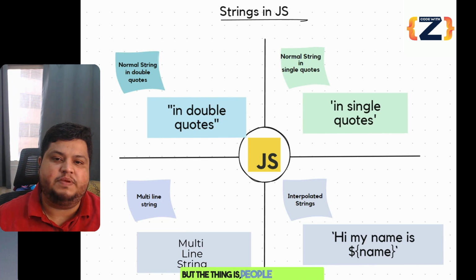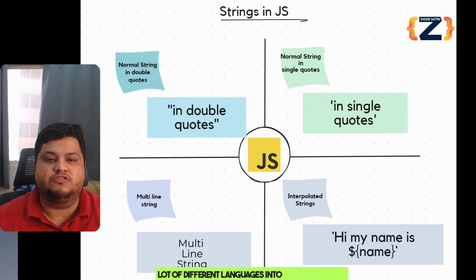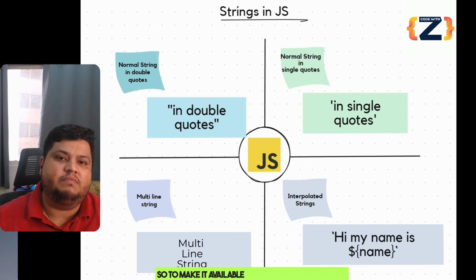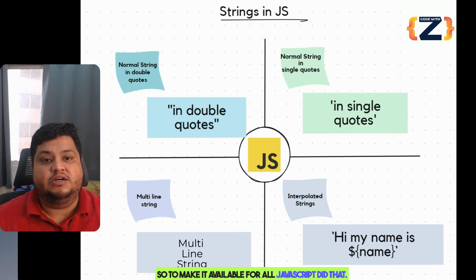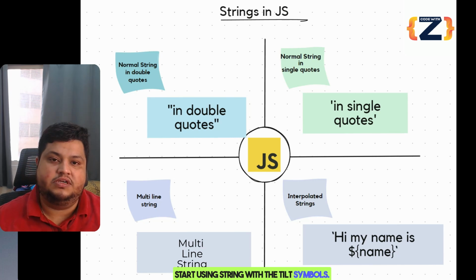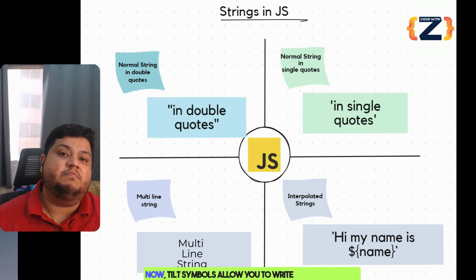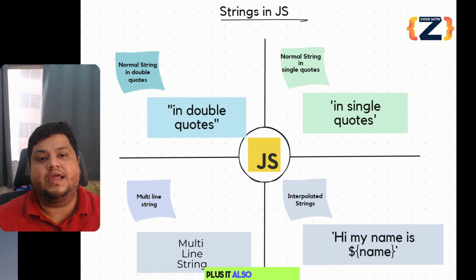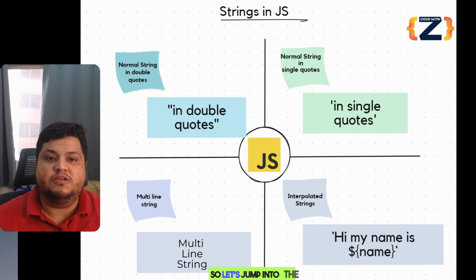But the thing is, people come into JavaScript from a lot of different languages. Some support double quotes, some support single quotes. So to make it available for all, JavaScript did that. But the real magic happens when you start using strings with the backtick symbols. Backticks allow you to write multi-line strings. Plus, they also enable the concept of string interpolation. So let's jump into the practical and start exploring this.